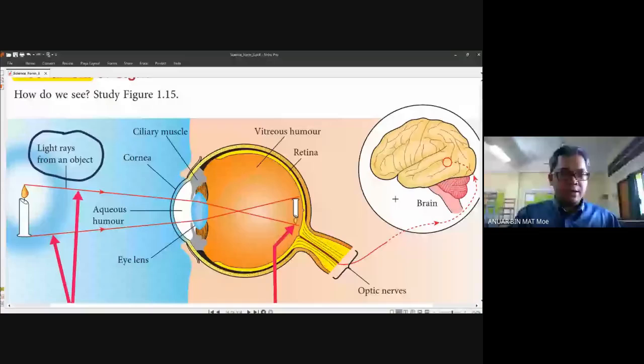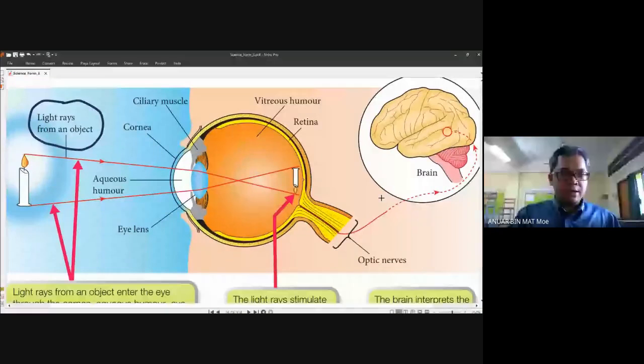Okay. First, I explain one by one. Light from an object enters the eyes through the cornea, aqueous humor, eye lens, and vitreous humor before reaching the retina.